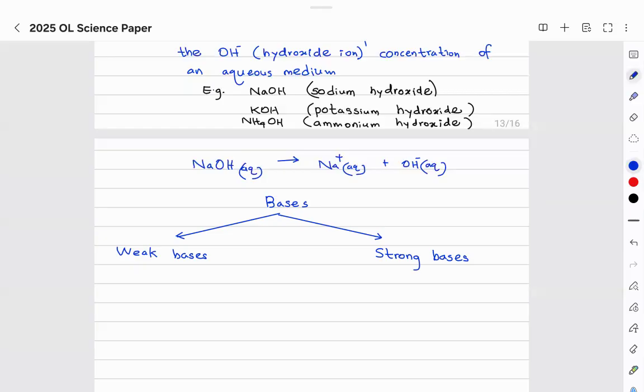For the weak bases, we can say ammonium hydroxide, NH4OH. Let me give you another example, number 2, methylamine. Just remember this example in addition to ammonium hydroxide. Then strong bases, we can say potassium hydroxide, sodium hydroxide, okay?